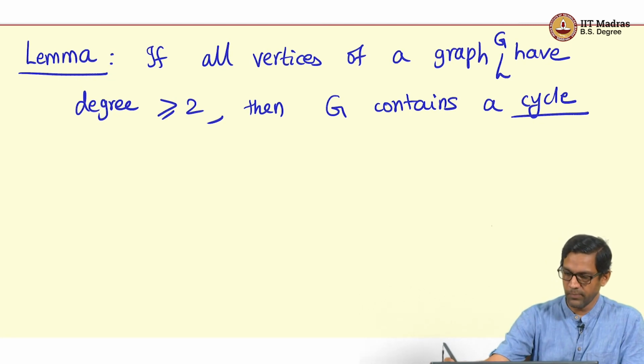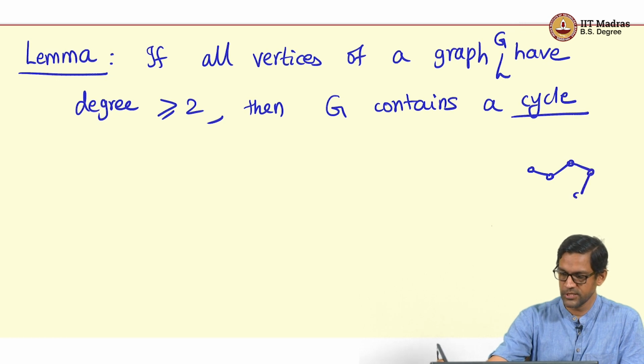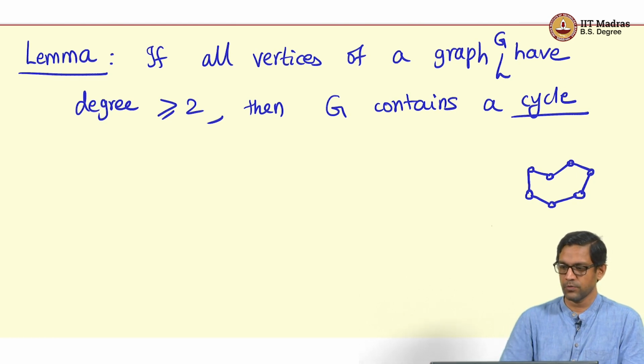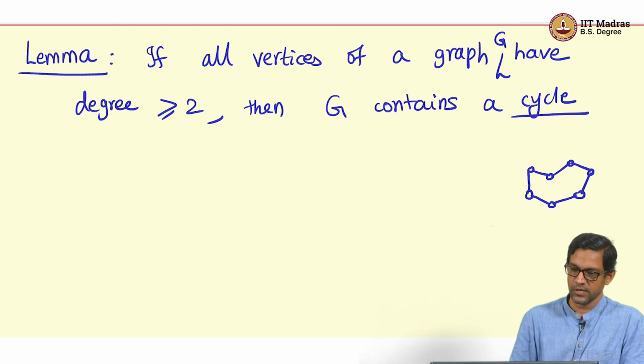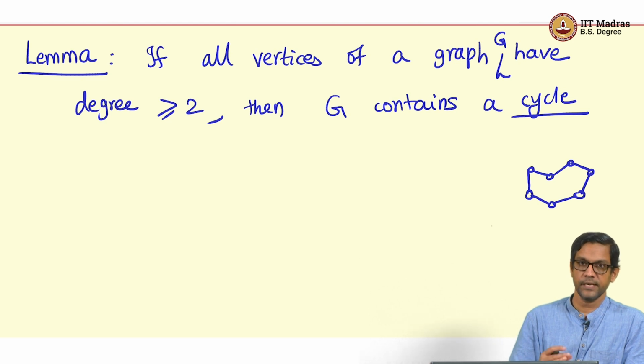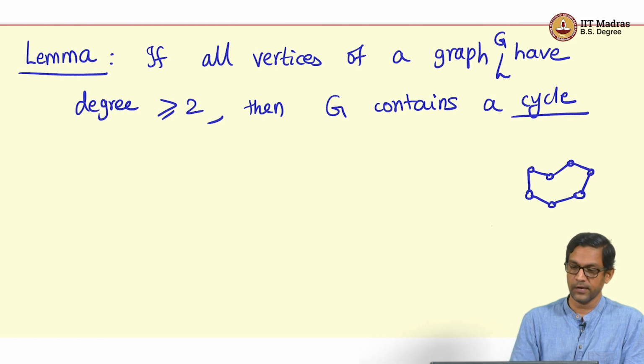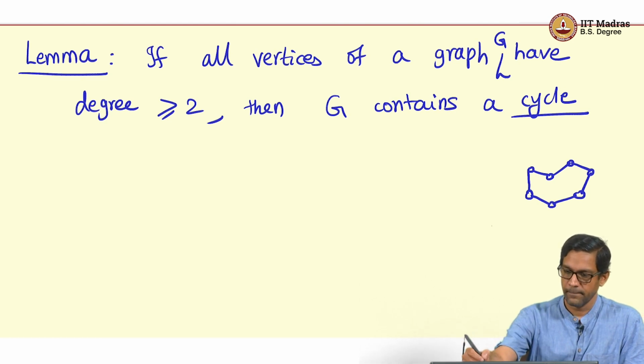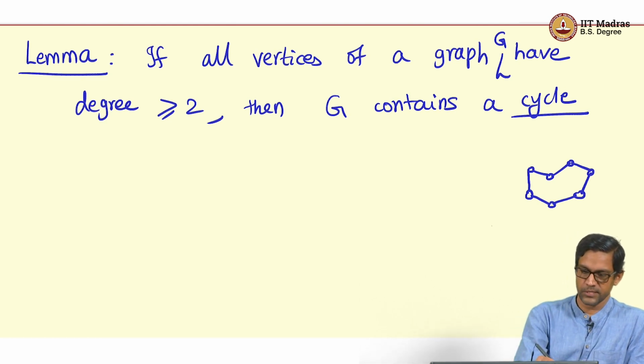A cycle is just a path in the graph, meaning you follow various edges such that you don't repeat any vertices, except the very last vertex in the path is equal to the first vertex in the path. Okay, so such a thing is called a cycle. That was our definition. So the claim is that if every vertex has degree at least 2, then you will always be able to find a cycle in your graph. Okay, so let's prove this.